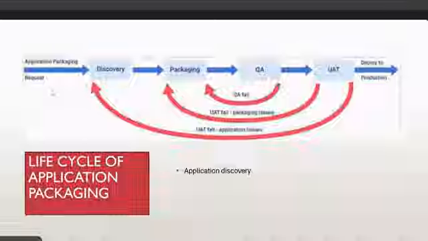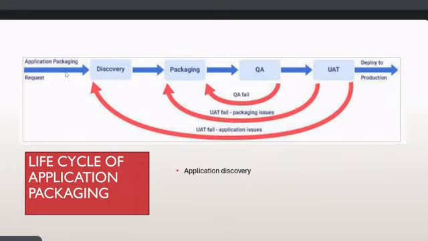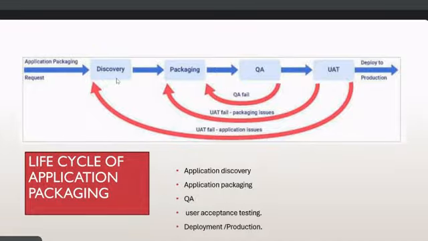So the first thing is the request will be received. The required file or files will be given to you, and a document you will receive. In some MNCs, they won't use documentation. In some MNCs, they will provide documentation. The next phase is discovery, and then packaging, QA, UAT, and deployment to production. In the request part, you just get an exe or some downloaded file and a documentation.